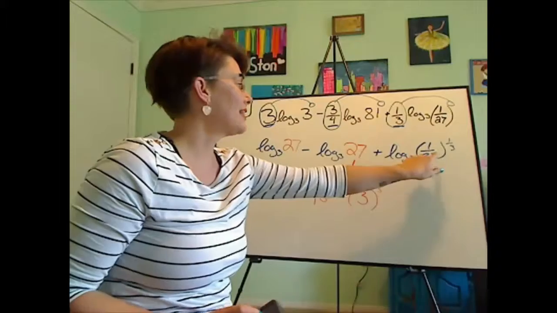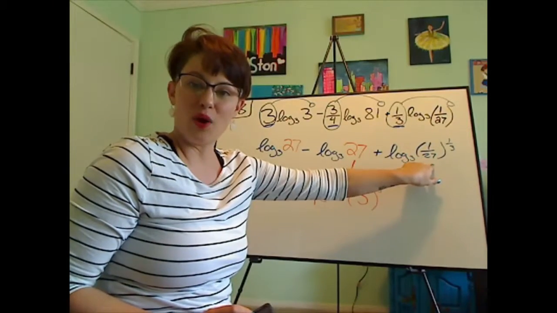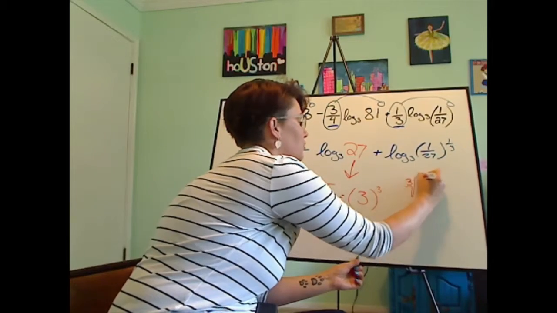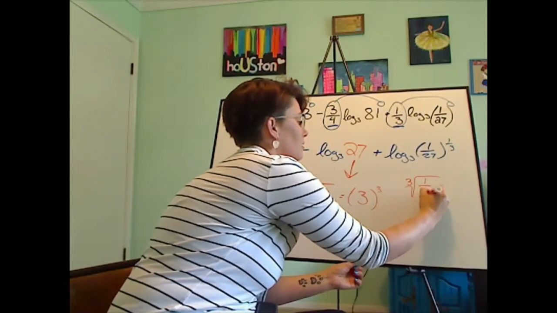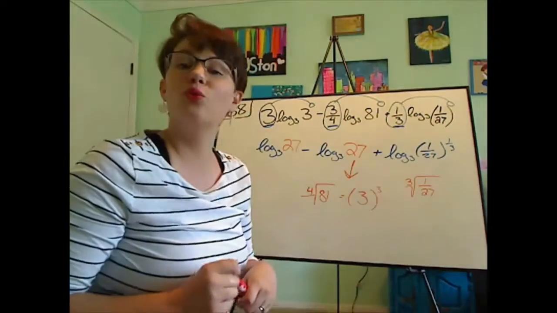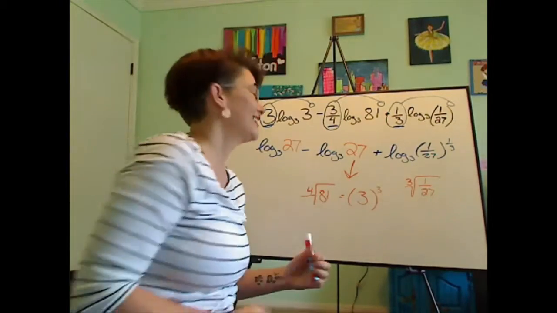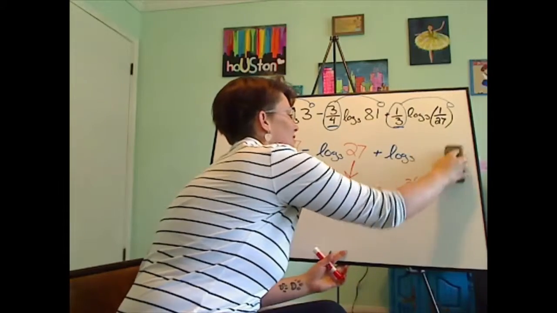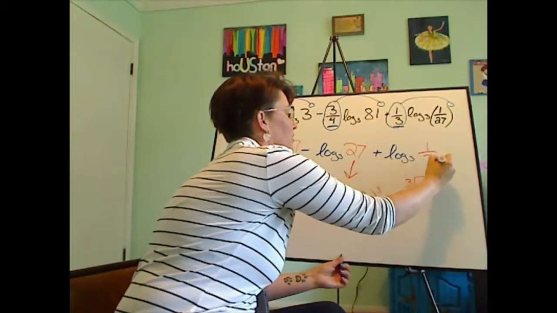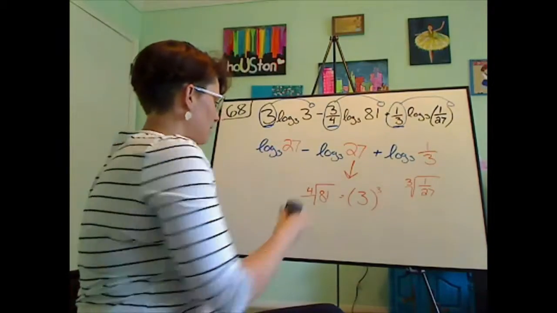Okay. And then over here, 1/27 to the 1/3, that's the same thing as asking me for the cube root of 1/27, which, as you might imagine, is 1/3. Yes. Oh, this is going to reduce to 1/3. All right, let's erase all that.